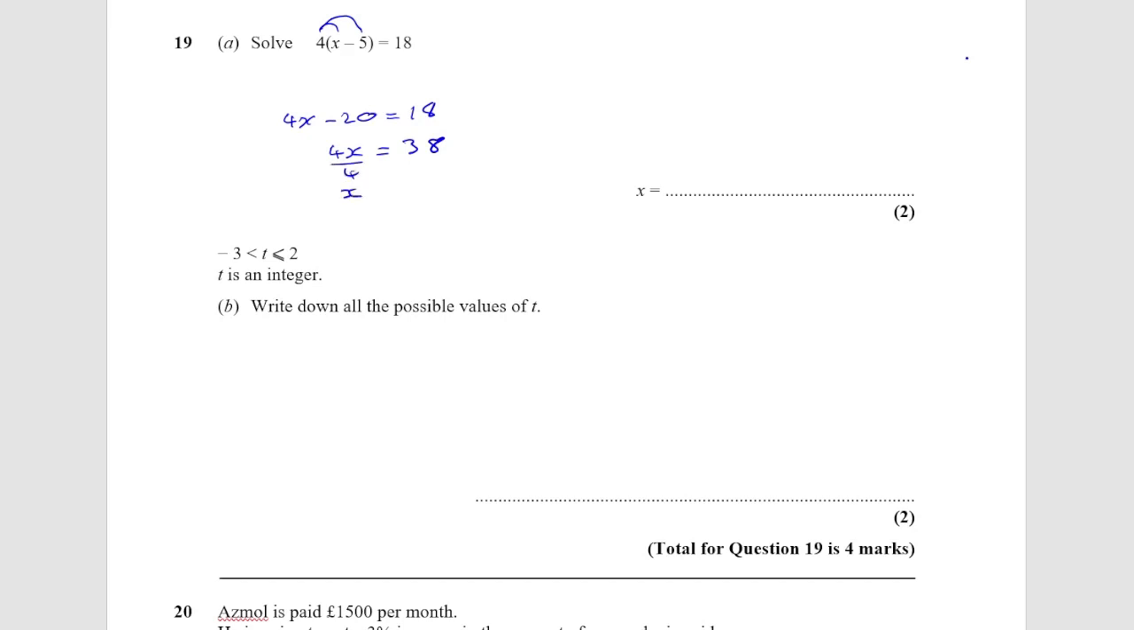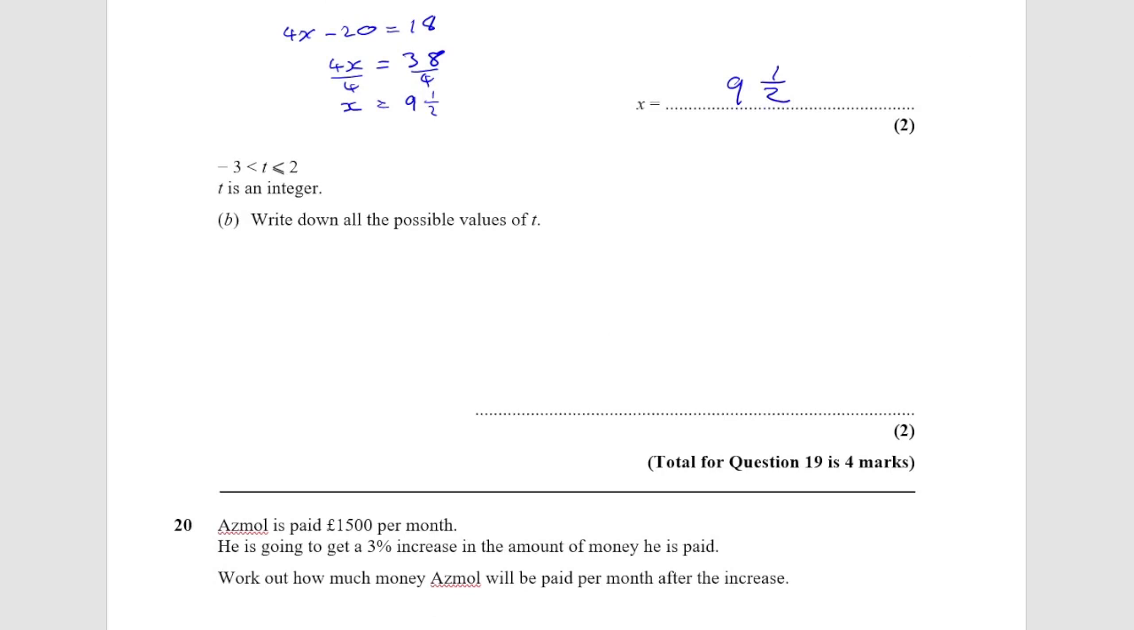Final step then is to divide both sides by 4. So divide by 4, divide by 4. So x is going to be equal to, 4 goes fully into 38 9 times with 2 left over, which is still divided by 2, so it's going to be 9.5. So 9.5 is fine.